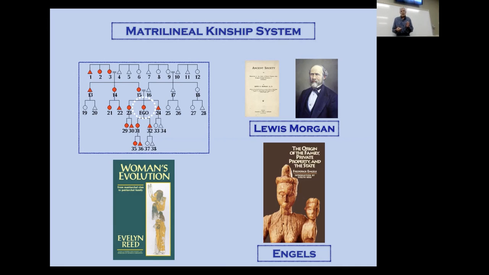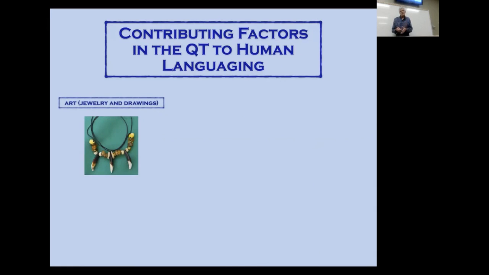And so with this kinship system, understanding that, we can look at other factors that led to the qualitative transformation to human languaging. And this qualitative transformation is what Vygotsky focuses in on. How did human beings gain human consciousness? And it's at this time of the qualitative transformation that this takes place.